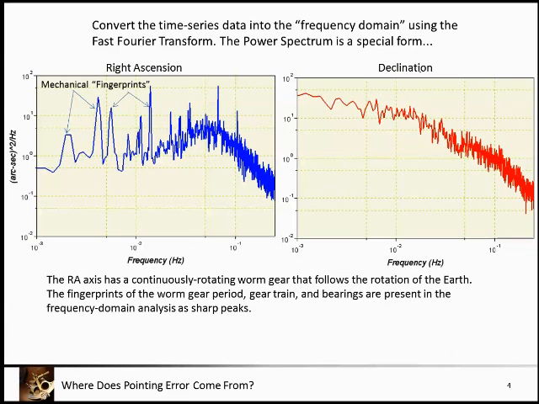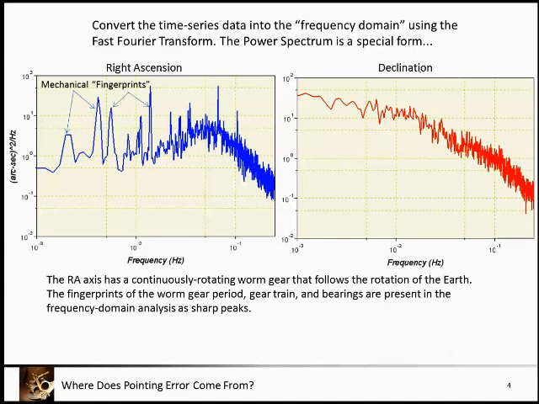These peaks are the mechanical fingerprints of the mount. Again, in the right ascension, as opposed to the declination, there's a continuously operating motor, the worm gear. The worm gear is continuously rotating so that the mount rotates about the right ascension axis, again compensating for the rotation of the Earth. But there are ball bearings, there are gear teeth, there's a gear train, there are a number of continuously moving mechanical components within the right ascension motor that are responsible for these mechanical fingerprints. And what we want to understand is, how important are these mechanical fingerprints? What can we tie them to in the mount?